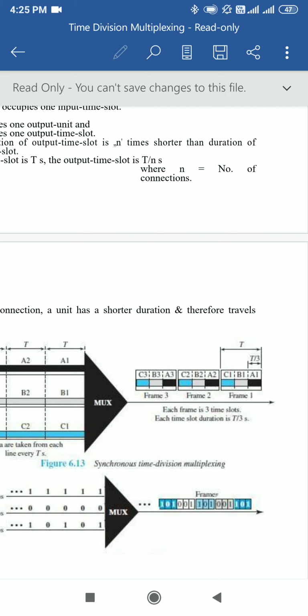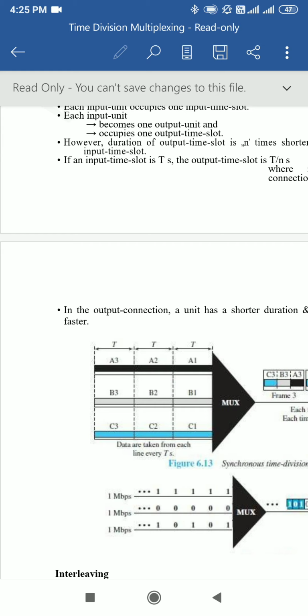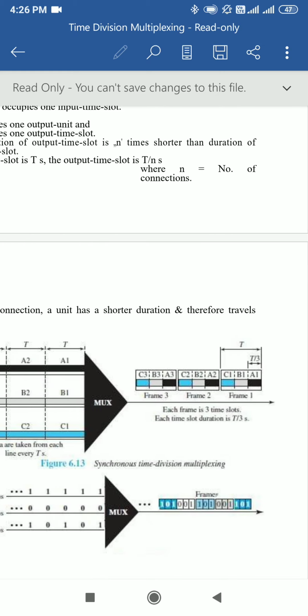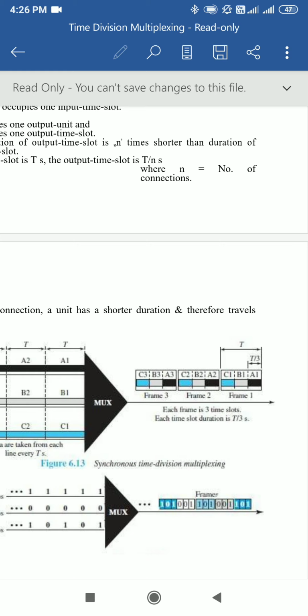This is nothing but the output time duration. See, input time duration of data units is t seconds, whereas output time duration of A1 is t by 3 seconds. B1 is again t by 3 seconds. C1 is t by 3 seconds. So always the input duration time is t, then output duration time will be t by n seconds, where n is nothing but the number of connections.